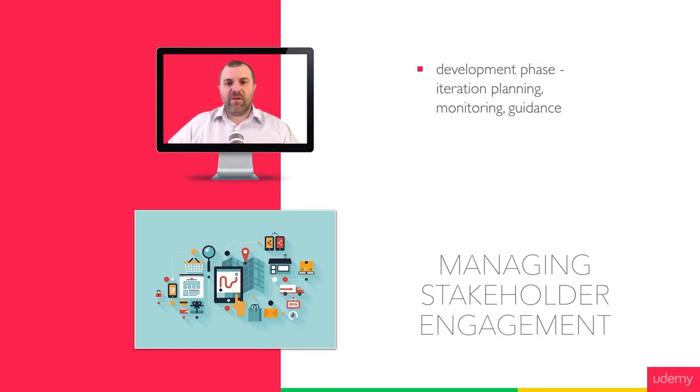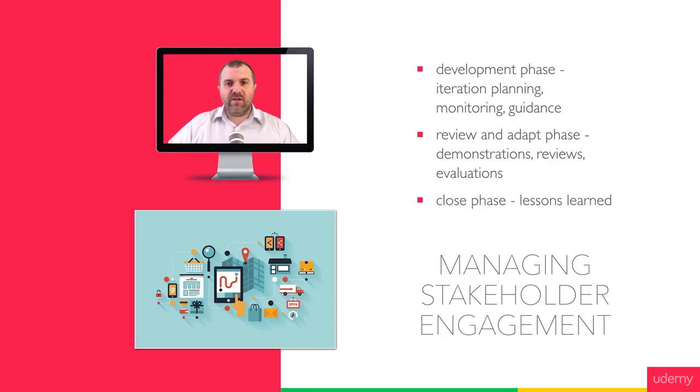In the development phase, stakeholders participate in iteration planning, monitor progress, and guide and advise the development team. During the review and adapt phase, stakeholders participate in product demonstrations, technical reviews, team performance evaluations, and status review meetings. During the close phase, stakeholders help identify lessons learned for use in future projects.